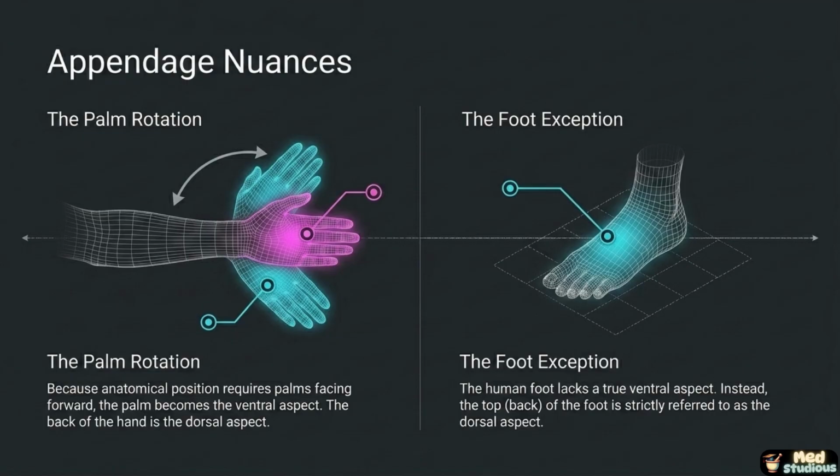Now for the foot, this is a true exception. The human foot lacks a clearly defined ventral aspect. Instead, the top surface of the foot, what you'd call the back of the foot, is strictly called the dorsal aspect. This is why the major artery running over the top of the foot is called the dorsalis pedis artery. Always remember, foot dorsum equals the top.